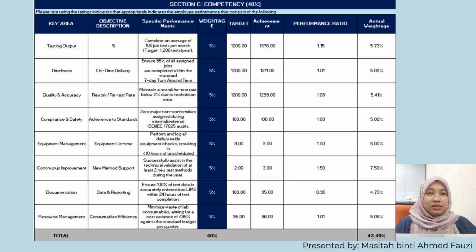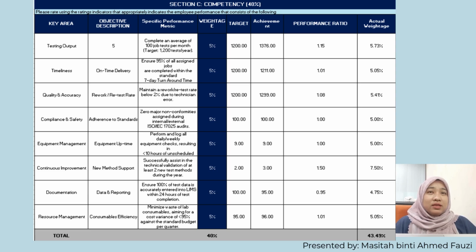Section C is the competency of the staff, and here we allocate 40% of the appraisal form to competency. There are 8 key areas that staff need to achieve, and every area has the same weightage, which is 5%. So how we calculate is we put the target, what staff need to achieve, the achievement, what staff get, and how we get the performance ratio.